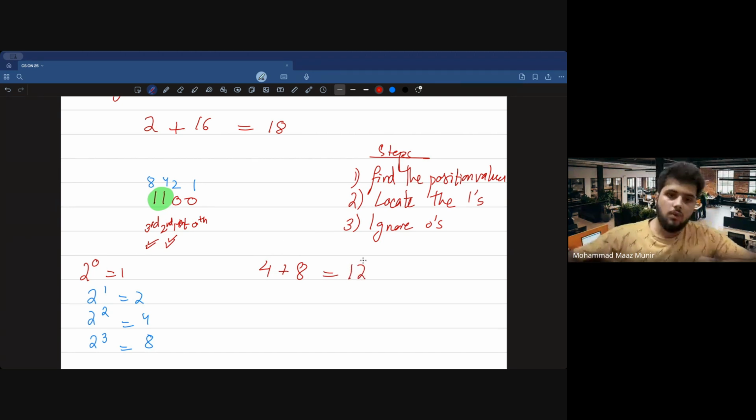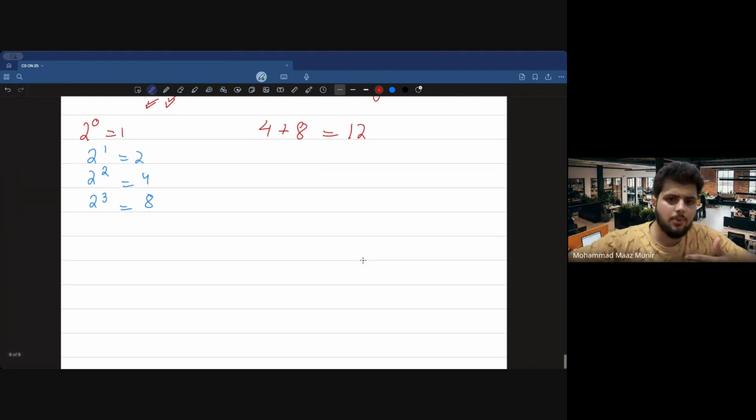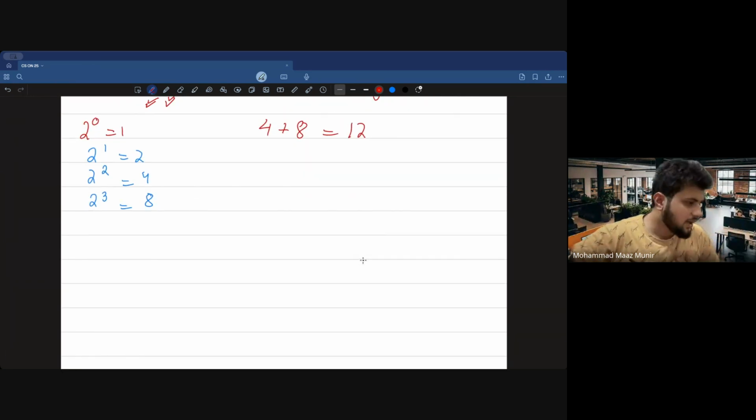Perfect. Now, let me give you all a very small example question. I want you all to solve it and just let me know the answer. I want to see, did you guys understand the concept or not? Solve this for me. 1001. What's the answer to this? 9. Perfect.